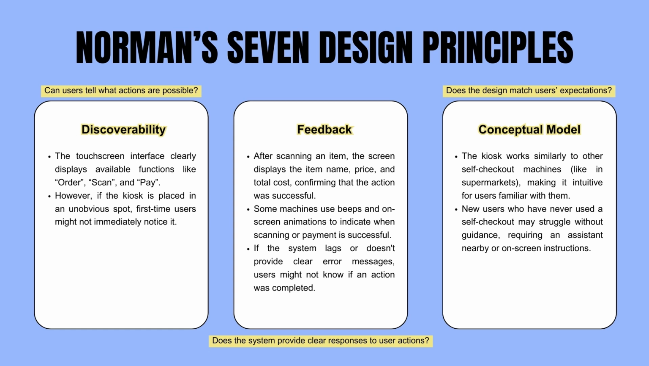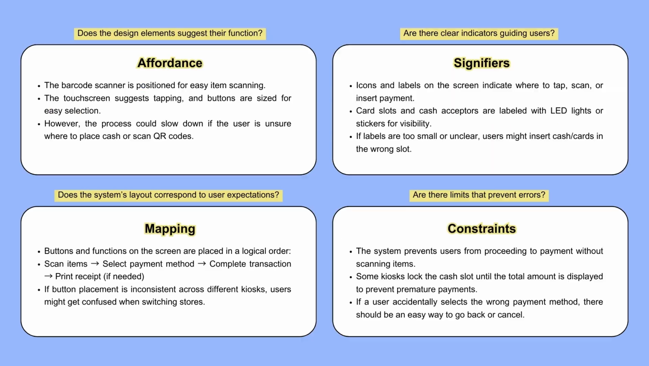The third one being conceptual model. Does the design match users' expectations? The kiosk works similarly to other self-checkout machines like in supermarkets, making it intuitive for users to be familiar with them. The fourth one is affordance. Does the design element suggest their function? The barcode scanner is positioned for easy item scanning. The touchscreen suggests tapping and buttons are sized for easy selections.